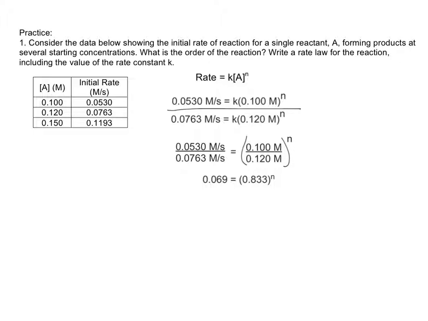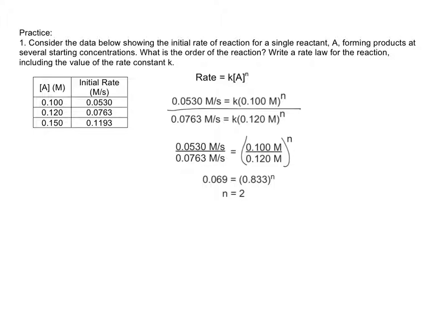What we're going to do is just say, okay, it's clearly not zeroth order because when we change the concentration, the rate changes. So we can eliminate that. It's not 1 because 0.833 to the 1 is going to be 0.833, right? It's not going to be 0.069. So then that leaves 2, and we want to double check and make sure that when we put 2 in for n, we do get that 0.069, and that is what we get. You can check it on your calculator if you don't believe me. So now we know our value of n is equal to 2.